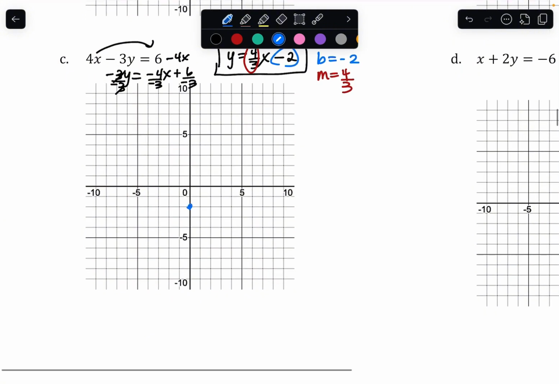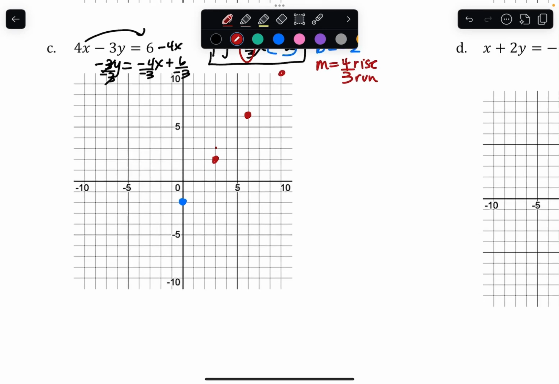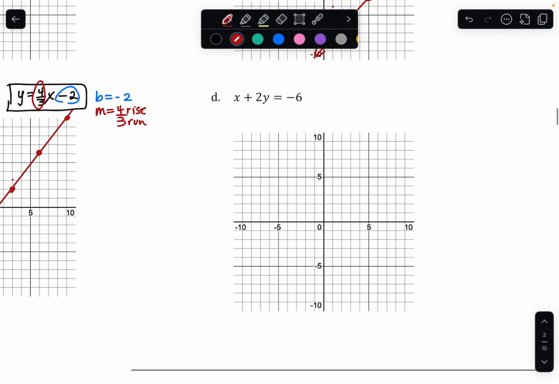Start at the y-intercept of -2. And then we are going to rise 4, run 3. Up 4, right 3. Up 4, right 3. Up 4, right 3. We could go down 4 and back 3 and still fall on the line. And there's our line.